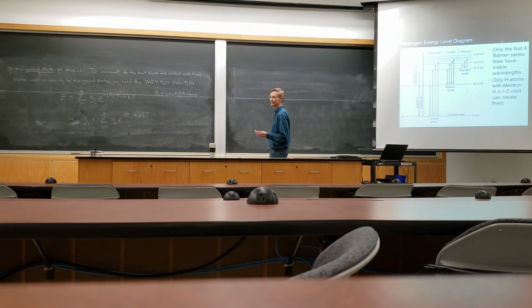Now, you might not notice it at first, but there is a little problem here in that Z generally diverges. It's infinite. So we have to talk about why in practice we don't need to worry about that problem. In general, Z diverges, and we consider hydrogen as an example.